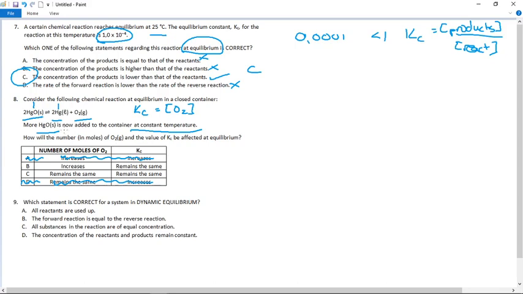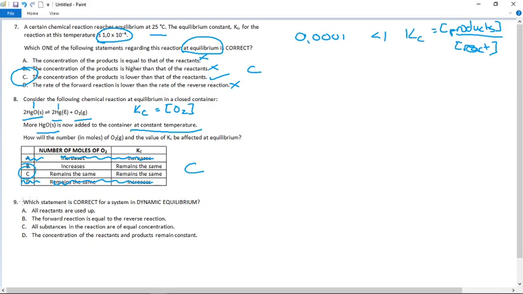Now we are adding a solid to something. A solid is not going to do anything to the equilibrium. So the answer is C. We are going to have the same value of Kc because we didn't change the temperature. And because we added a solid, it does not affect the number of moles of oxygen produced because we haven't changed the pressure or anything like that.